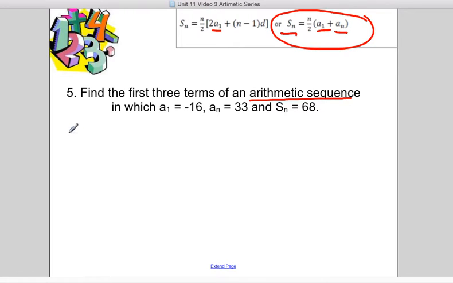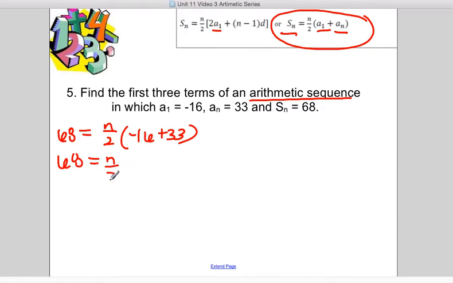Okay, so let's figure out what n is. So we would have 68 equals n, we don't know, over 2, and then I would have negative 16 plus 33. So I have 68 equals n over 2, and then negative 16 plus 33 is 17. 17 divided by 2, 8.5n, so I would divide by 8.5, so n is equal to 8. Okay, so I know that there's 8 terms in my sequence.